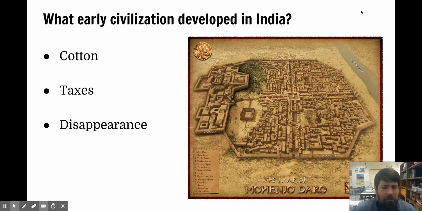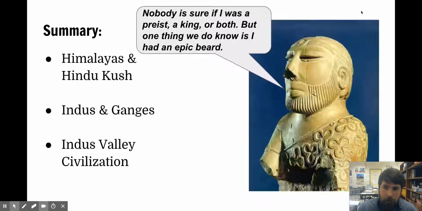Also, by the way, notice this map of Mohenjo-daro. It's laid out in a grid pattern like New York City. More evidence of an organized government. So we don't know the names of any rulers of the Indus Valley civilization. We don't know what their laws were like, but we know that they were there, because you don't get a city that's planned like this unless there's a government there to do the planning.